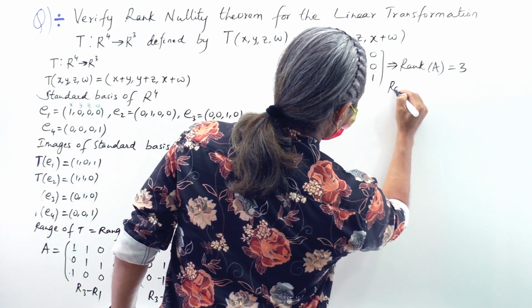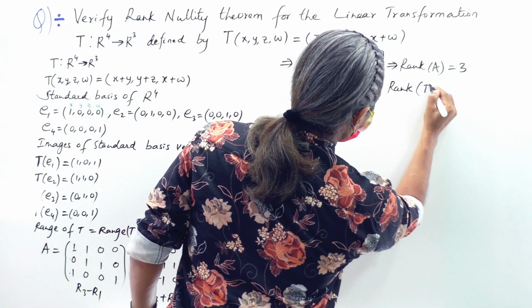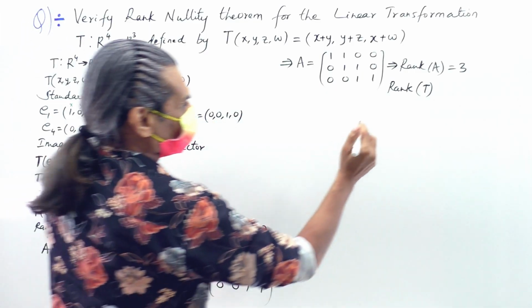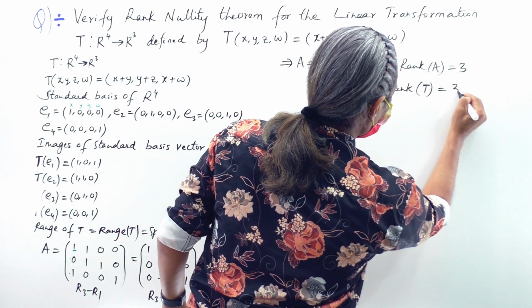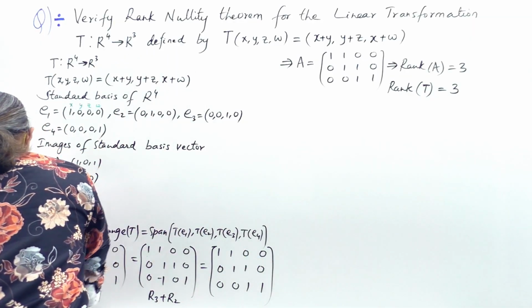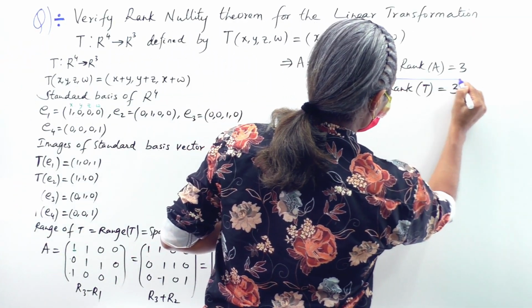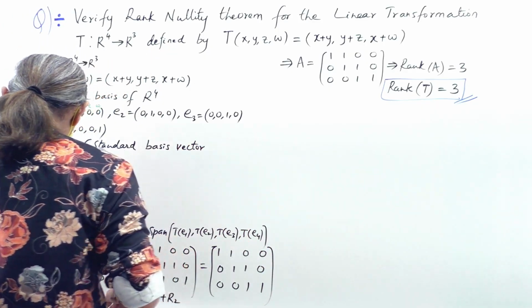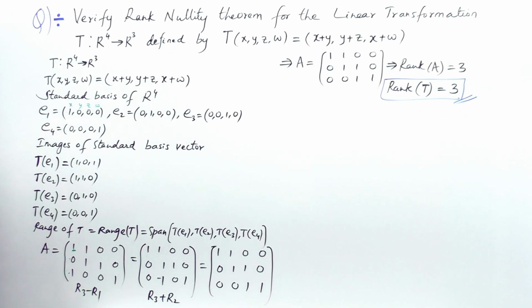Therefore, we can find the rank of the transformation T. The rank of A is what we are finding for the image of T. So the rank of T is equal to 3. Please underline it. I hope you understood how to find the rank here.